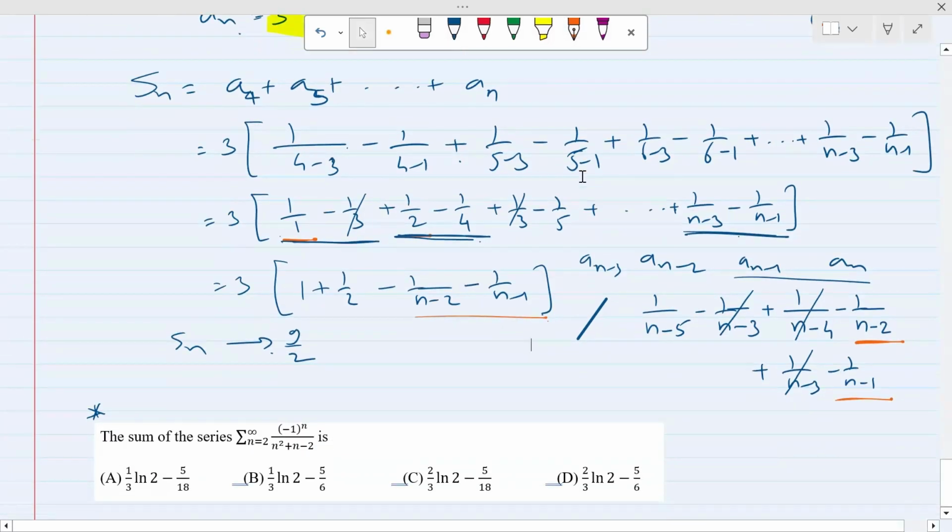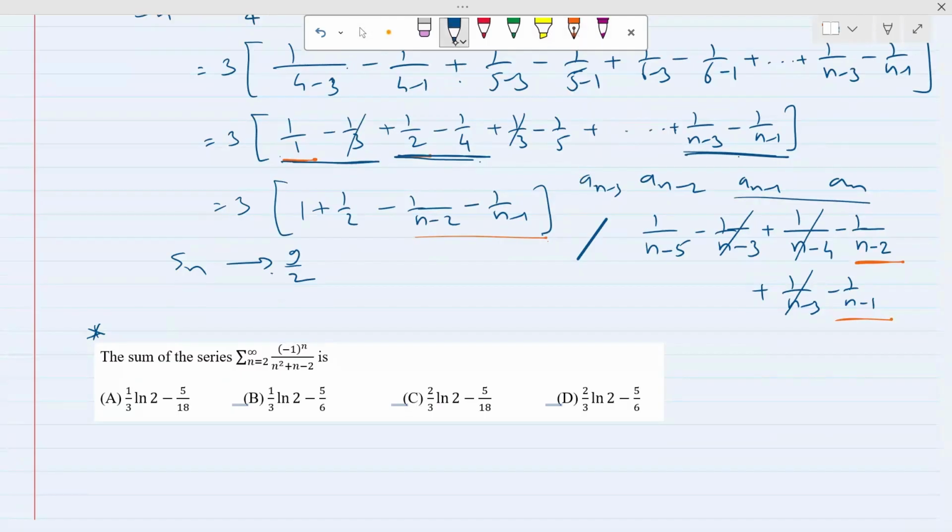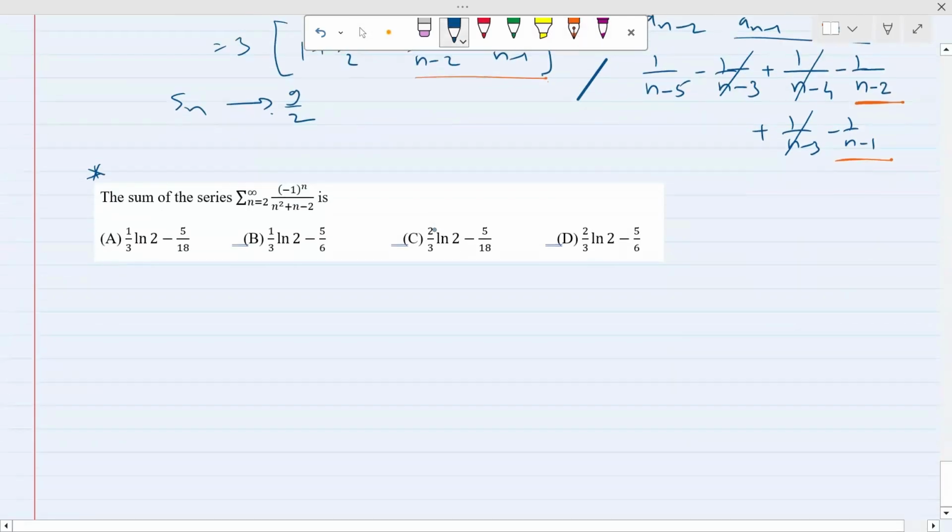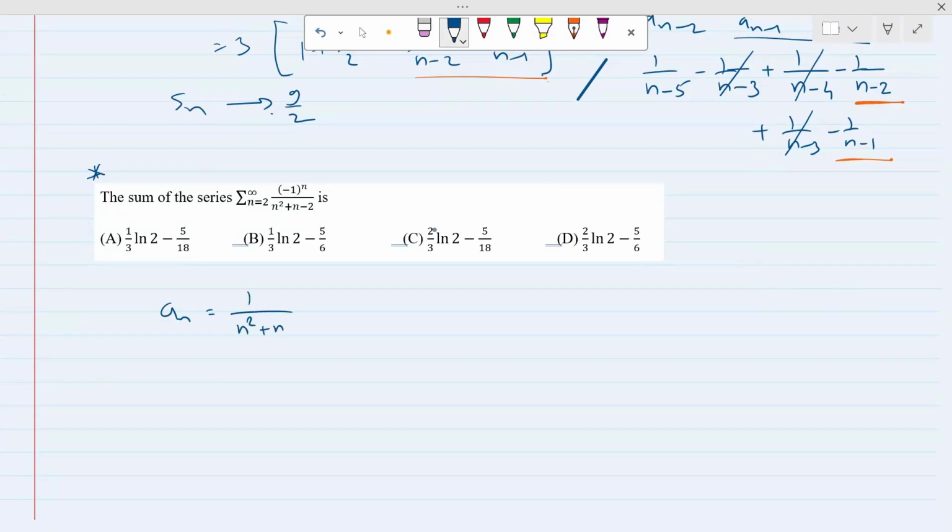This is also a similar kind of problem. You have to apply the partial fraction. So what is an here? So are we supposed to use the alternating series test over here? We actually don't want to conclude whether it is convergent or divergent. We actually want its sum value. Alternating series, Leibniz test tells you only about whether it is convergent or divergent.